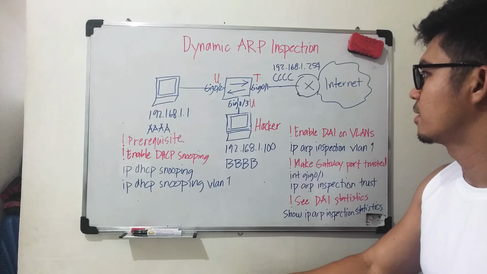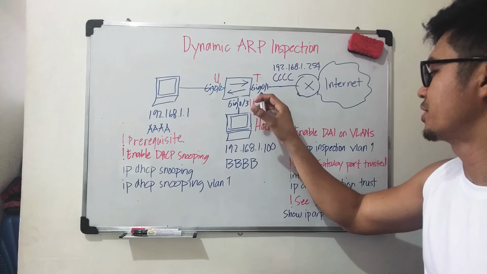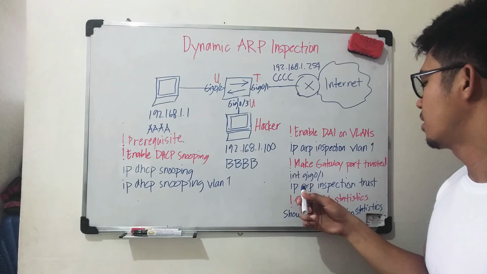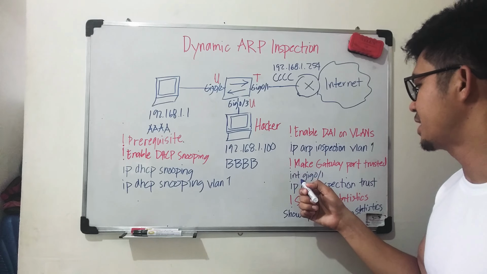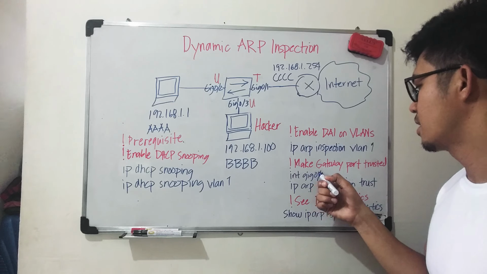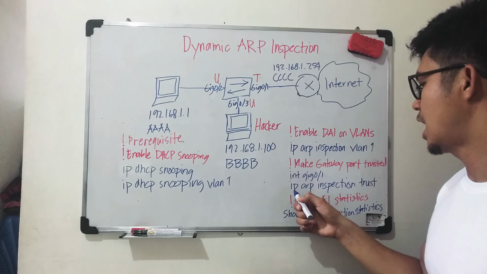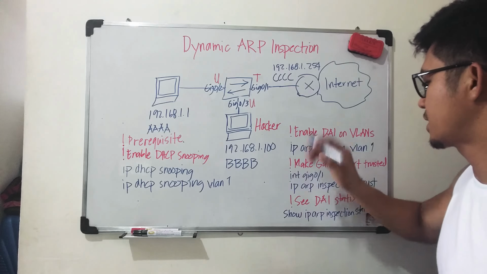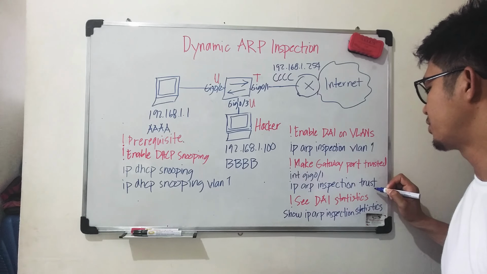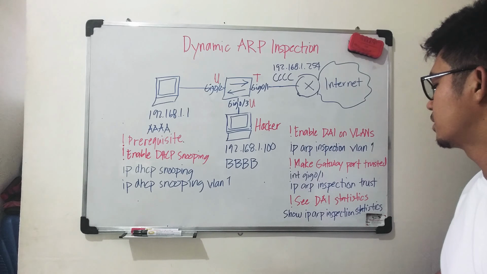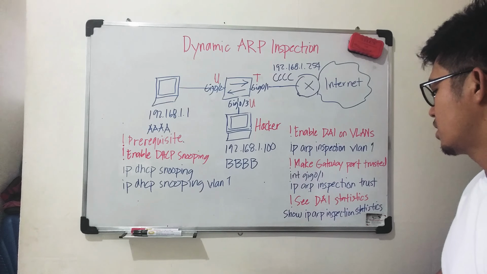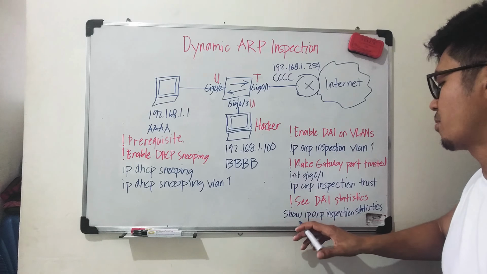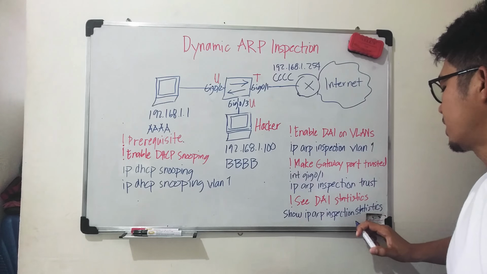So to make this port a trusted port, you need to type this command here: interface gigabit 0/1, ip arp inspection trust. So that's how you make that port a trusted port. And of course, you can verify or see the DAI statistics by doing this command, show ip arp inspection statistics.